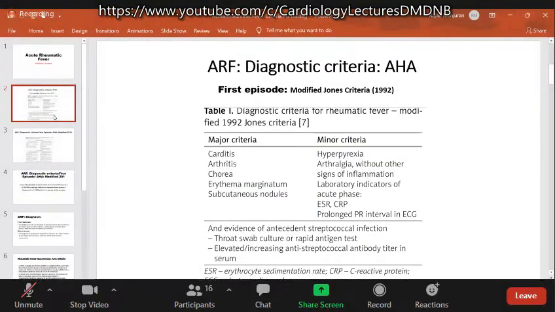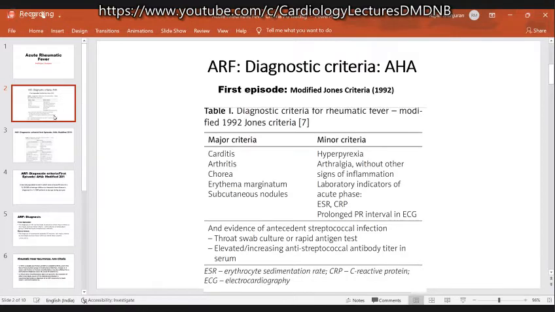Minor criteria: hyperpyrexia, fever more than 38 degrees centigrade, arthralgia without other signs of inflammation, laboratory indicators of acute phase reactants like ESR, CRP elevation, prolonged PR interval in electrocardiogram in the absence of carditis as a major criteria.